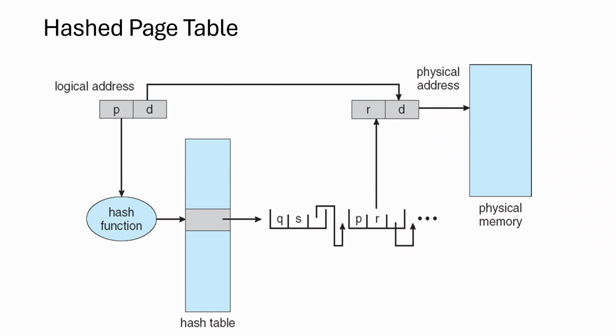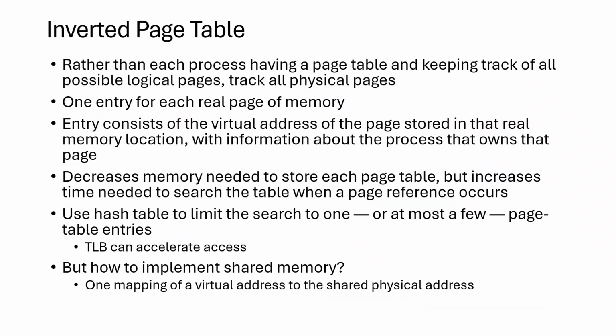Here we have a page table. This is a logical address, a page number with a displacement. Apply the hash function to get the hash table, where you have multiple chains to find where the actual value is available. Take this frame number and add the displacement to generate the physical address.